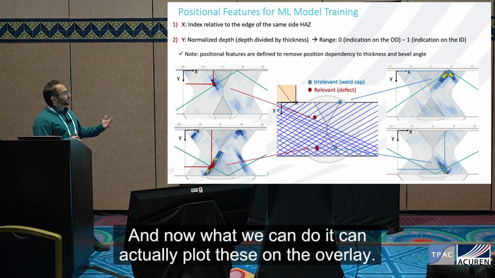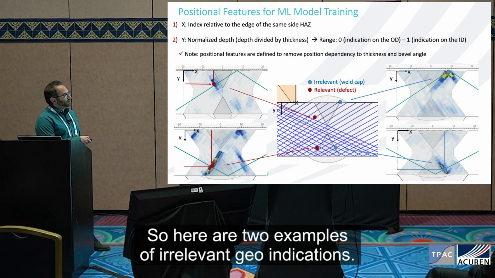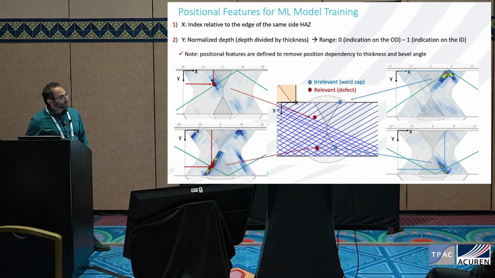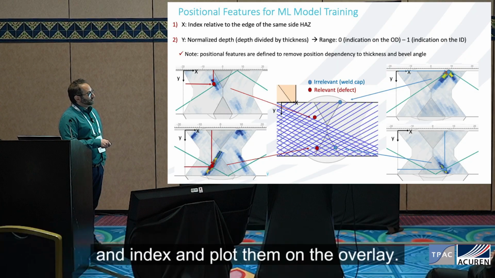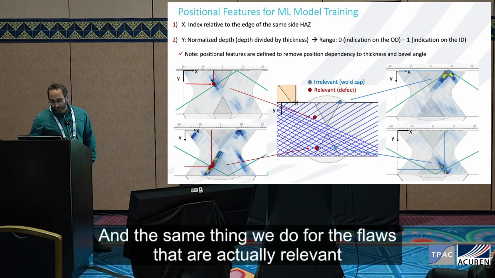And now what we can do is actually plot these on the overlay. So here are two examples of irrelevant geo indications, and you can see that based on the coordinates, we see their depth and index and plot them on the overlay. And we do the same thing for the flaws that are actually relevant.